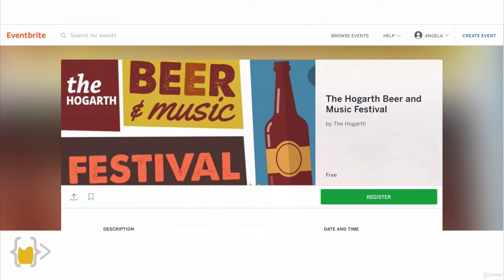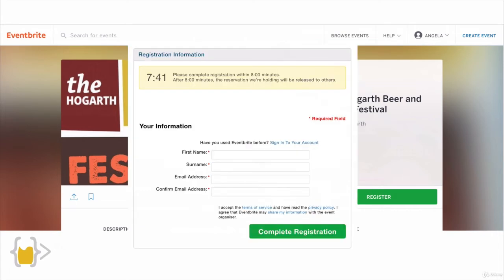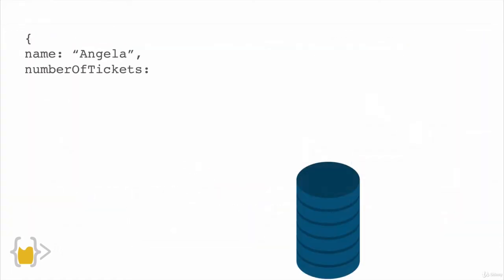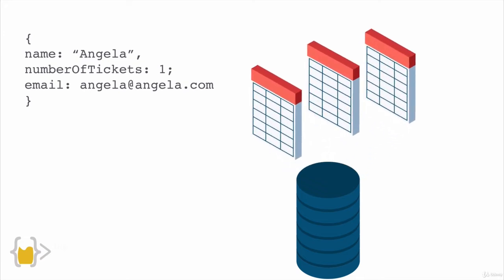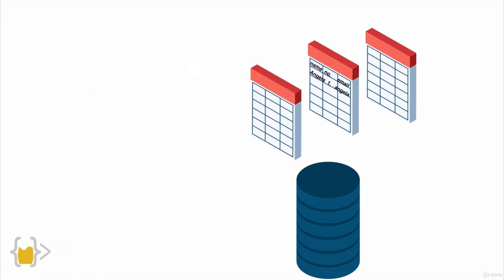So let's go ahead and register and book a ticket. So here I enter my name and I buy a ticket. Well, now that information that consists of my name, how many tickets I bought, and my registration details such as my email gets saved on the website's databases. And for simplicity's sake, you can just imagine these databases as these giant Excel spreadsheets living somewhere.